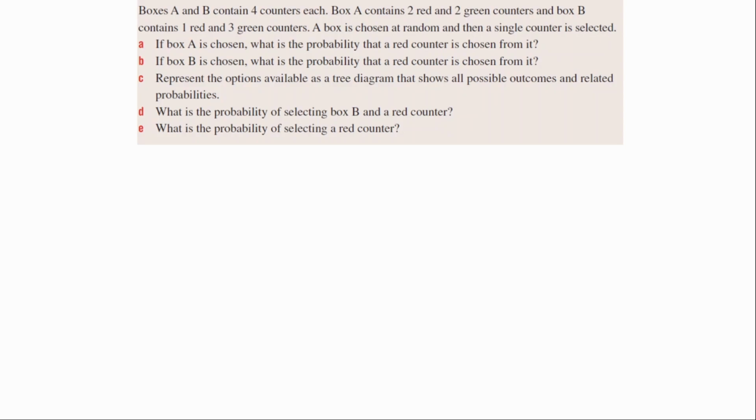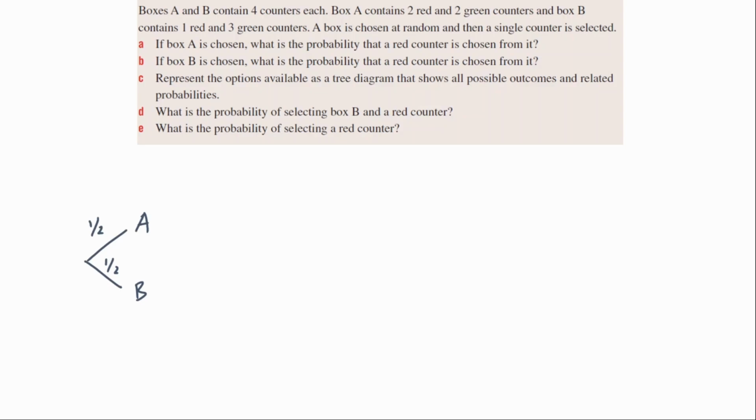Box A contains 2 red and 2 green, and box B contains 1 red and 3 green. A box is chosen at random and then a single counter is selected. Alright, so we've got a total of 2 boxes, box A and box B. It says a box is chosen at random. Our 2 options are A and B, and they both have an equal chance of being selected, so they're both going to be probability of 1/2.